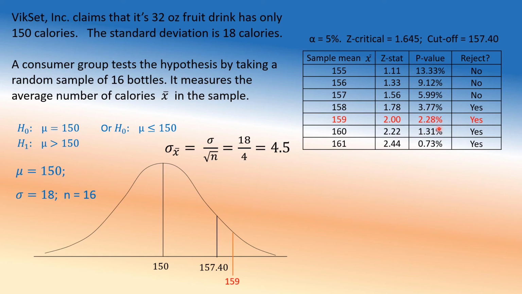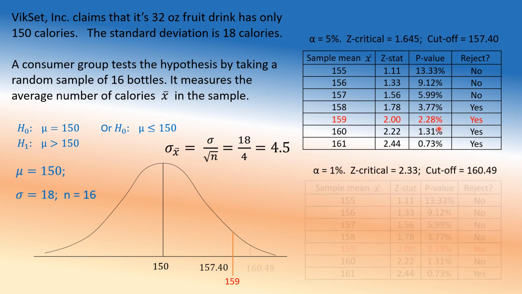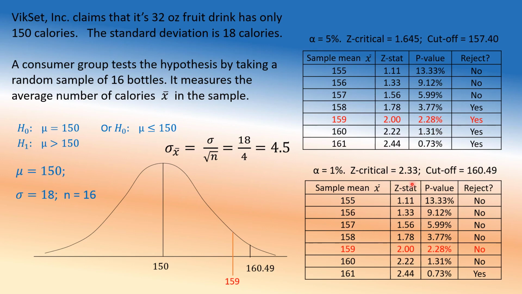Let's now look at alpha at 1%. What we have done now is our black line, which was here, has now shifted to this side. So now z is 2.33. So this becomes 160.49 from the normal distribution. So the cutoff is 160.49. Alpha is 1%. So what we're saying is that we become conservative. Our type 1 error has gone down. We are taking less risk now in rejecting the null hypothesis.